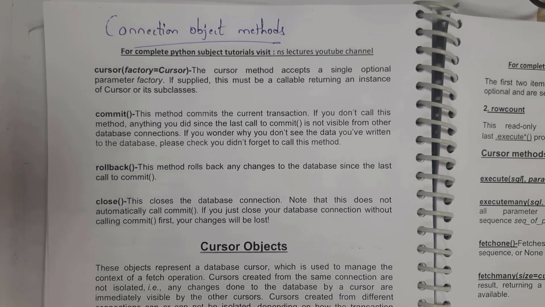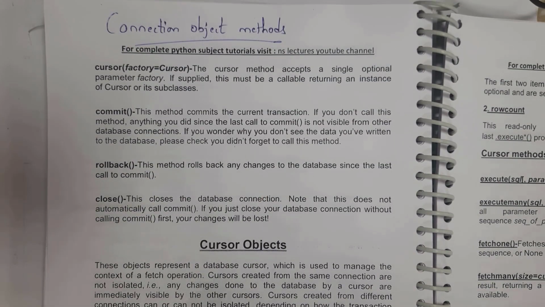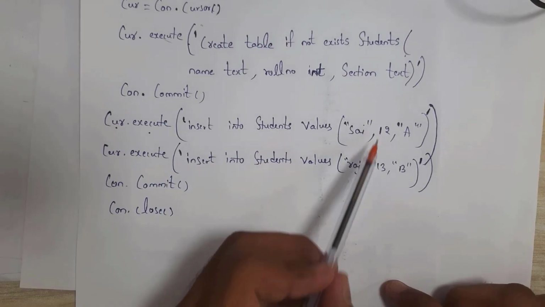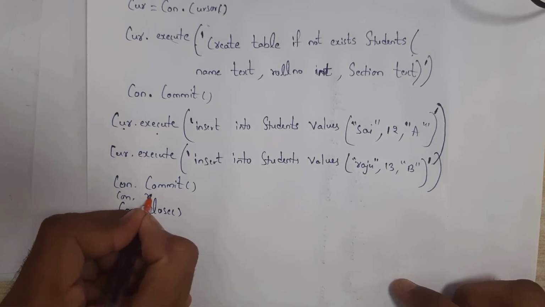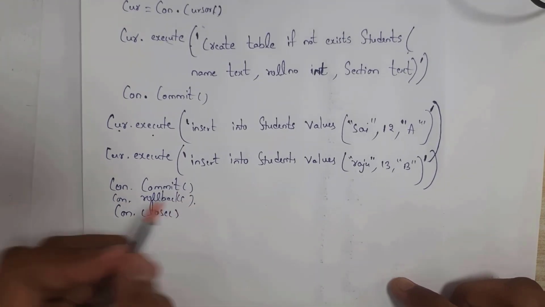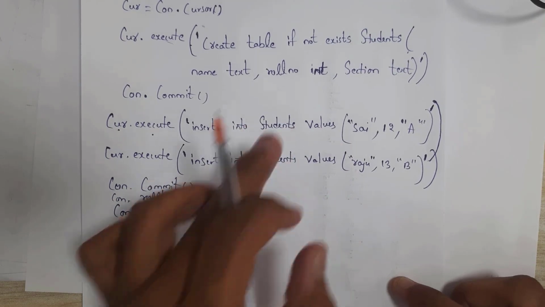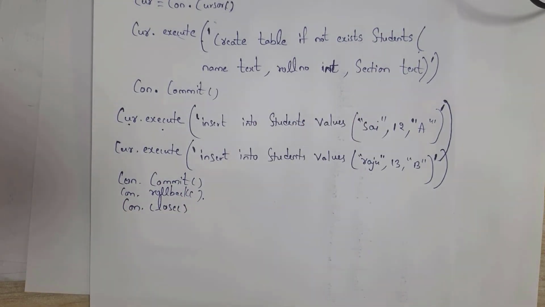Connection object methods are classified into 4 types. They are cursor method, commit method, rollback method and close method. If you want to undo any transaction, then you need to use rollback method. Rollback method is used to roll back any changes to the database. For example, I want to undo these 2 operations. So just write here connection.rollback. Whenever you write here connection.rollback, then it will undo these 2 operations. That is nothing but it will not insert these values.